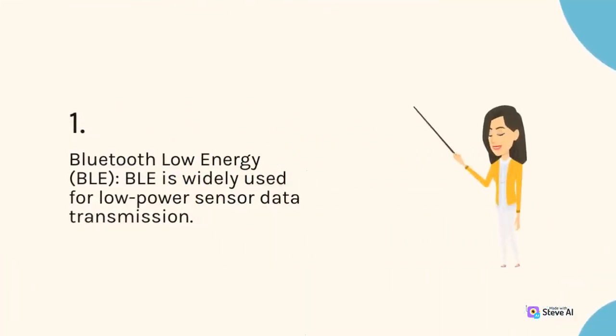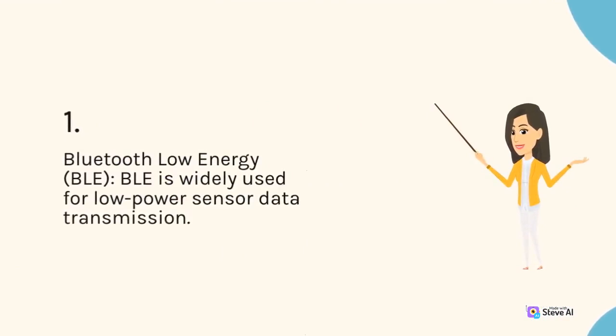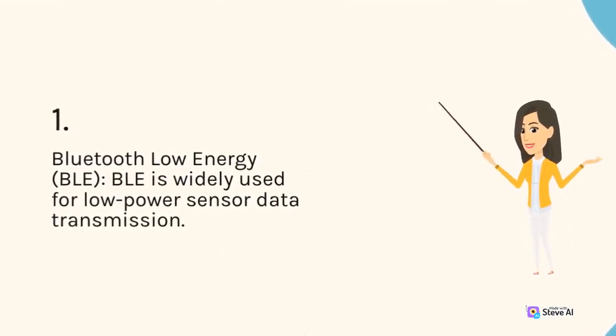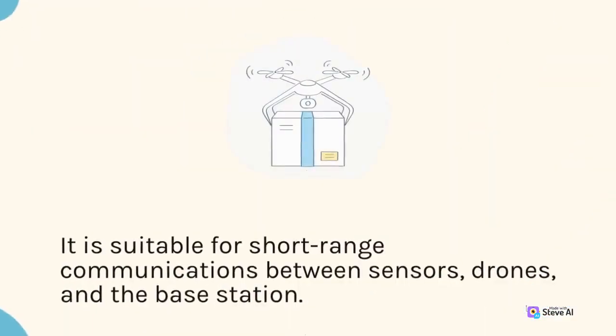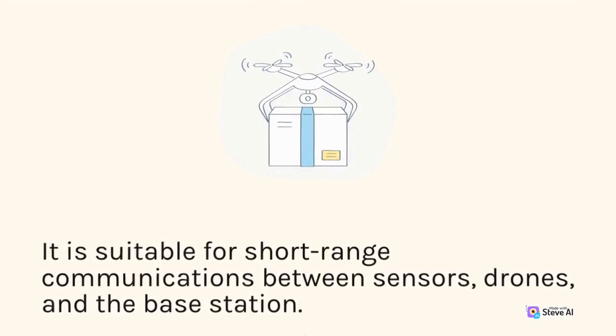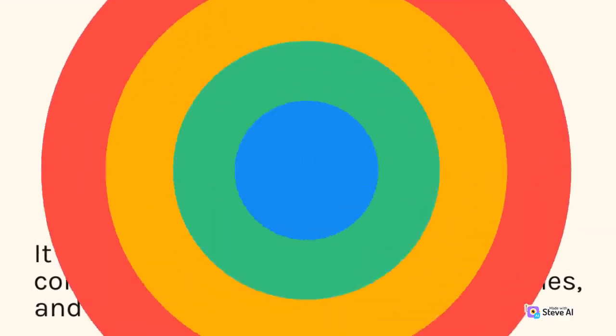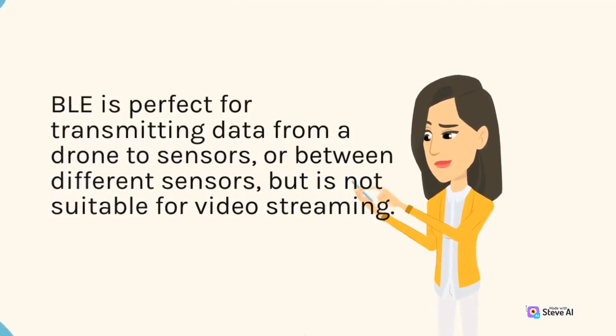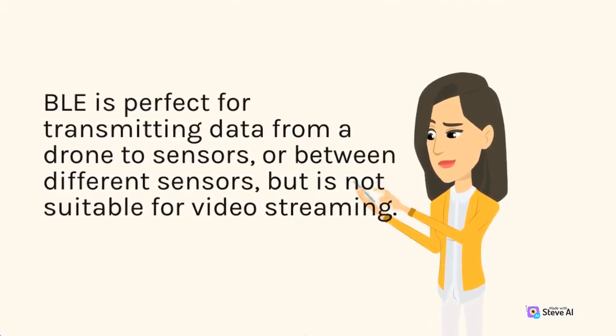1. Bluetooth Low Energy (BLE). BLE is widely used for low-power sensor data transmission. It is suitable for short-range communications between sensors, drones, and the base station. BLE is perfect for transmitting data from a drone to sensors, or between different sensors, but is not suitable for video streaming.